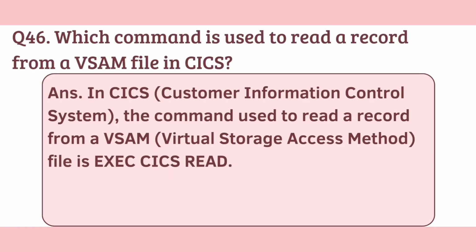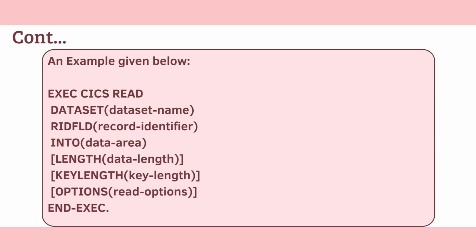Moving to question number 46. Which command is used to read a record from a VSAM file in CICS? The answer is, in CICS, the command used to read a record from a VSAM, that is virtual storage access method, file, is EXEC KICKS READ. Here I have given an example for this. Please go through it.